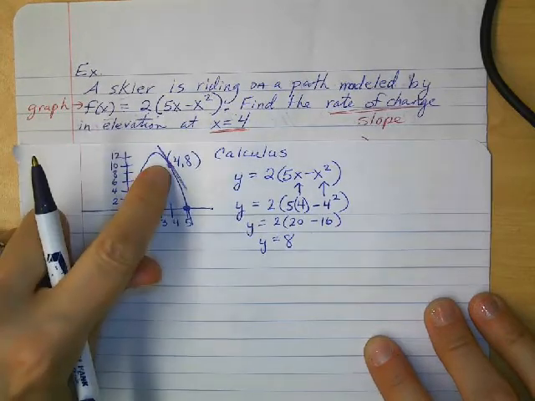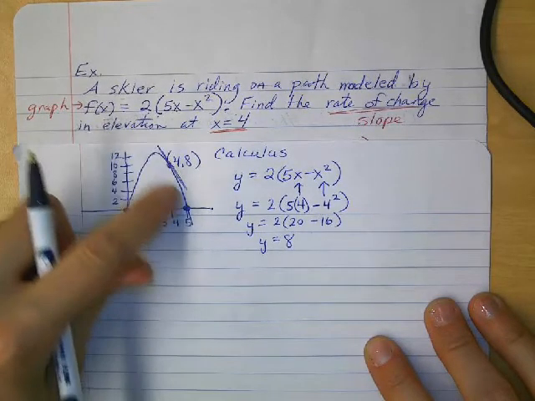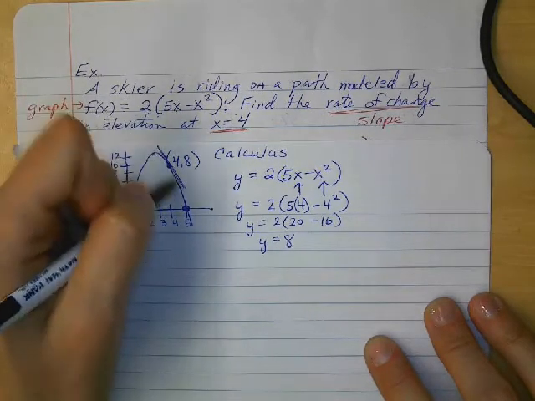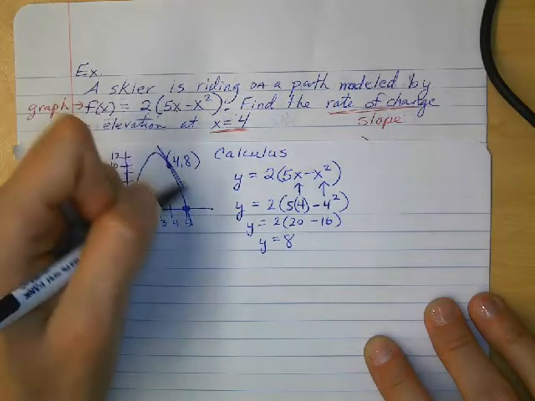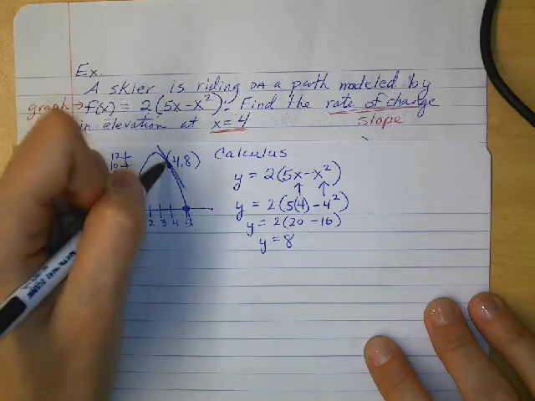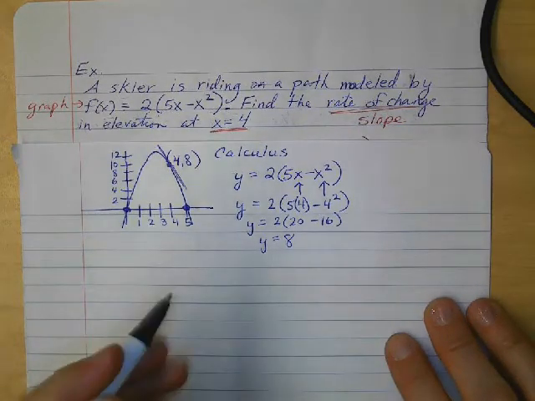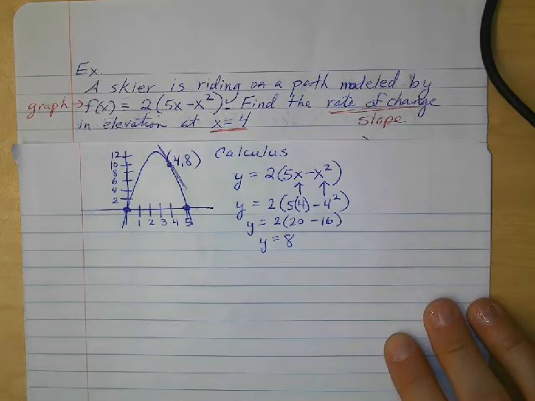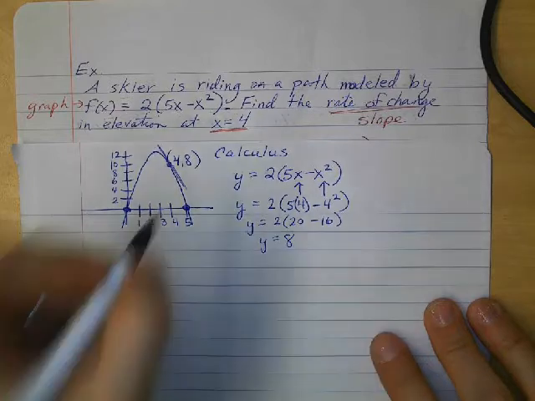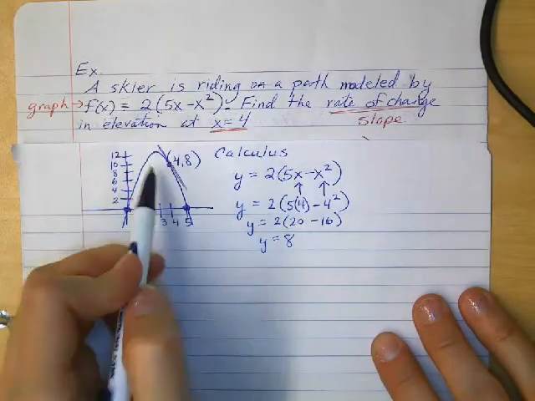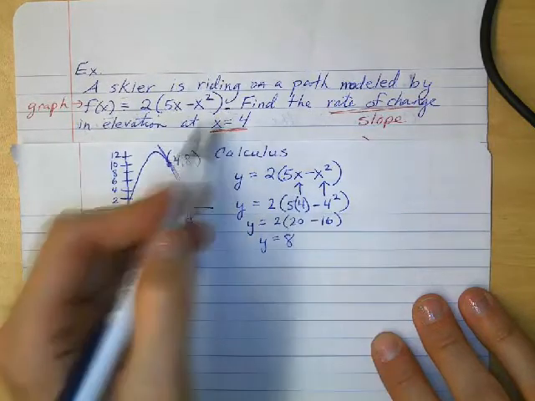The rate of change, it's like the slope. So if you make a line right there, the slope of the tangent line right there, we want that rate of change, that slope right there. Well, we might need some more points off this graph to find a slope. So I suggest try some more numbers. We got 4 comma 8, okay?